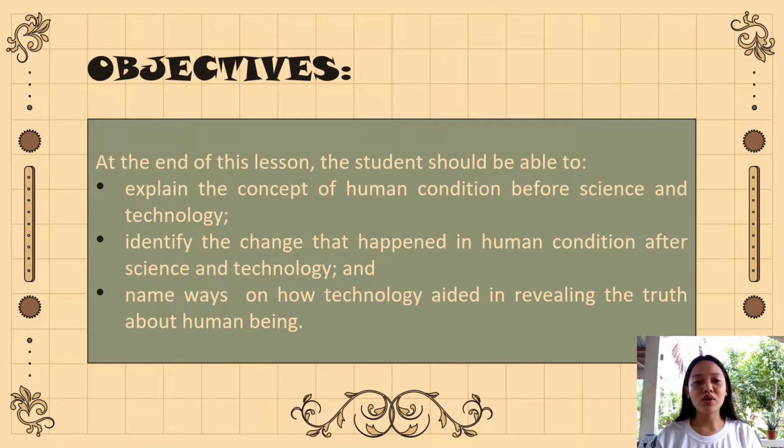So we have our learning objectives. At the end of the lesson, the student should be able to first explain the concept of human condition before science and technology. Second, identify the change that happened in human condition after science and technology, and name ways on how technology aided in revealing the truth about human being.